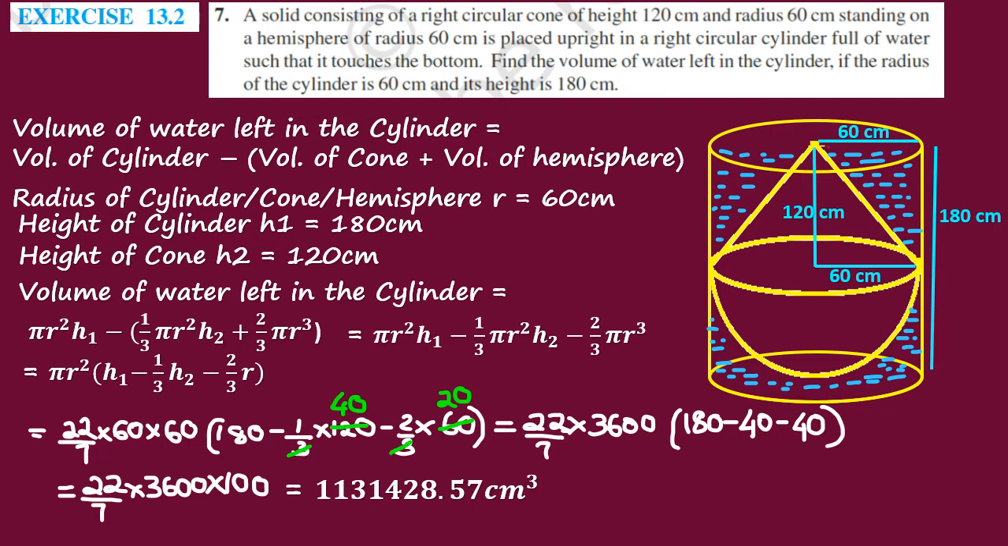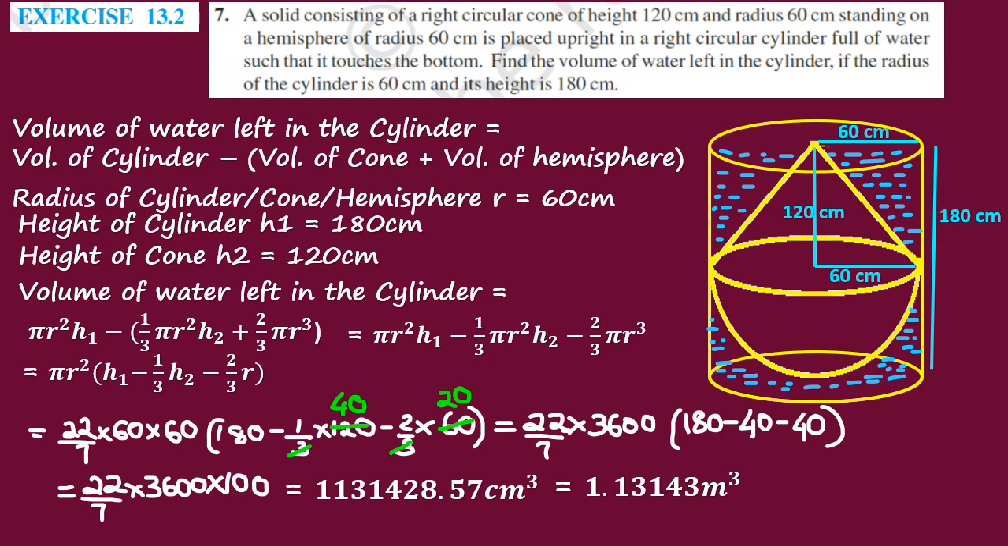So what we can do is convert this centimeter cube into meter cube. How can we convert centimeter cube to meter cube? We need to divide it by 100 into 100 into 100. So 6 decimal places you have to move to the left. So it will become 1.13143 meter cube.